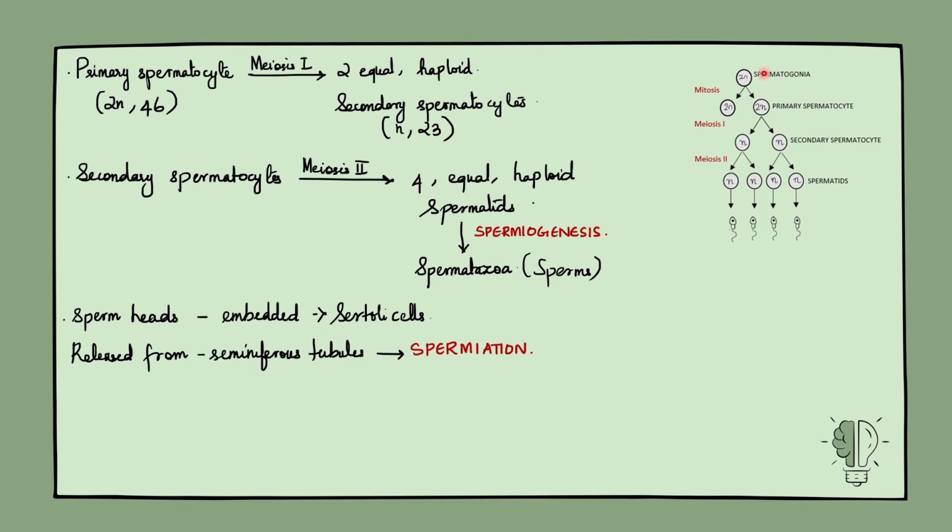Now let's recap the process of spermatogenesis. Spermatogonia are immature male germ cells which multiply in number by mitosis. Some of the spermatogonia, called primary spermatocytes, undergo first meiotic division to form two equal haploid secondary spermatocytes. The secondary spermatocytes then undergo the second meiotic division to form four equal haploid spermatids. And these spermatids then transform into spermatozoa or sperms. This process is called spermiogenesis.